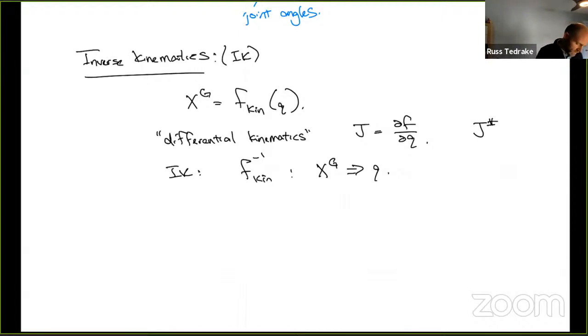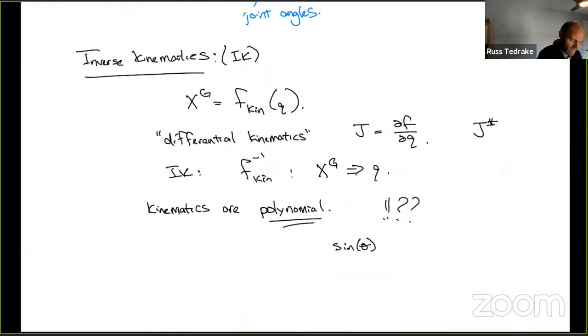meaning they're given by polynomial equations. Now you should say, what the heck? I've seen sines and cosines and everything there. I've seen sine theta, cos theta, all kinds of things in our rotation matrices. So how can we possibly say the kinematics are polynomial? And why do we care?